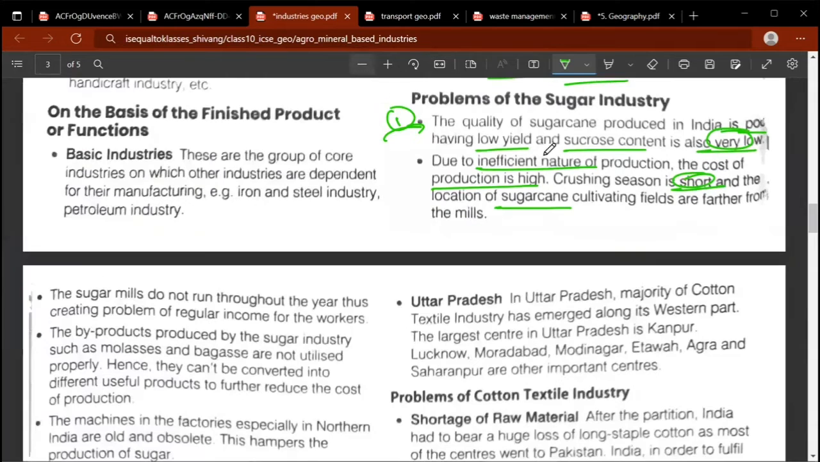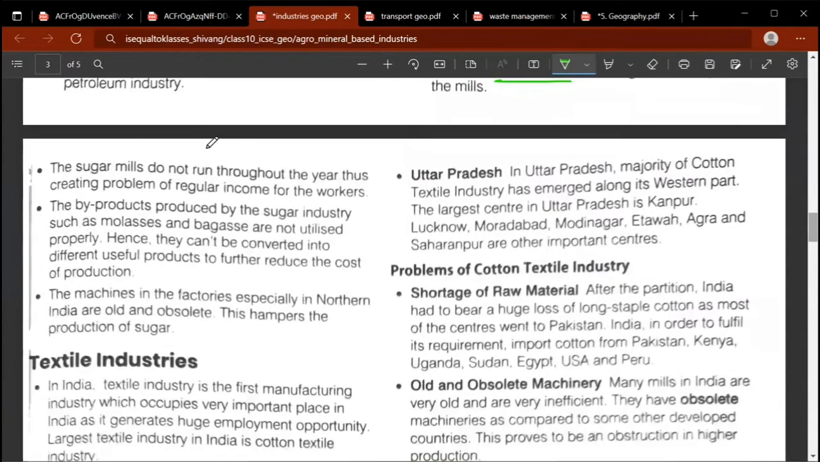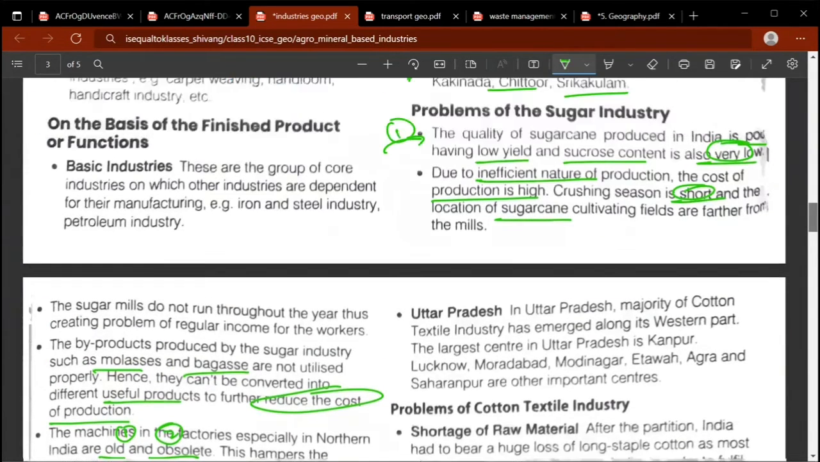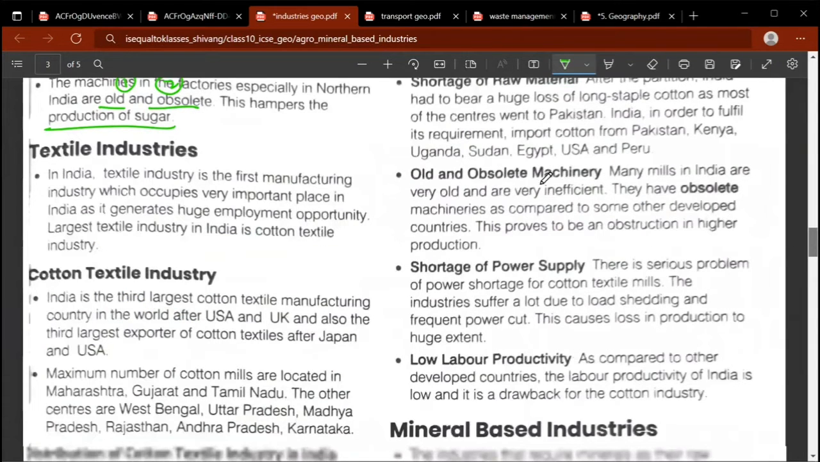Okay, let's move on. The sugar mills do not run throughout the year, thus creating problem of regular income for the workers. The byproducts produced by the sugar industry, such as molasses and bagasse, are not utilized properly, hence they cannot be converted into different useful products to further reduce the cost of production. The machines in the factory, especially in northern India, are old and obsolete. This hampers the production of sugar. So these are some of the problems of sugar industry. Okay, let's move on to textile industry.